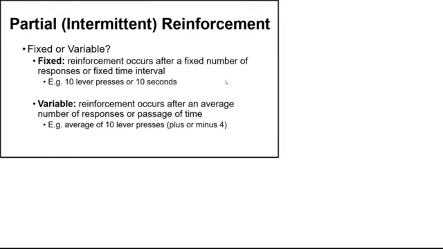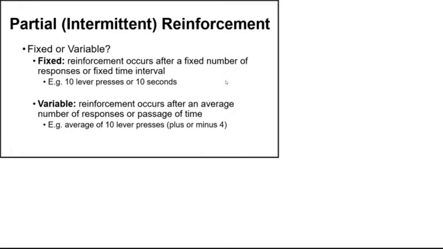So let's break down these partial or intermittent schedules of reinforcement. Just like when we were looking at positive and negative, punishment versus reinforcement, for this we're going to have two big questions that we're going to ask, and then we can combine the answers into 4 possibilities. The first question, is this fixed or variable? Is the situation solid and predictable, or is it something with a little bit of variability, a little bit of wiggle room to it?